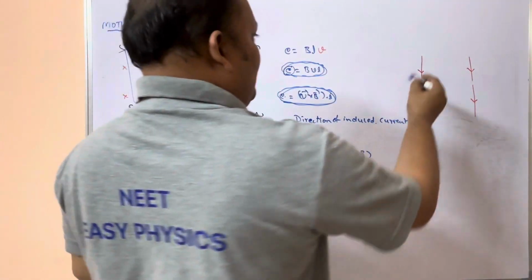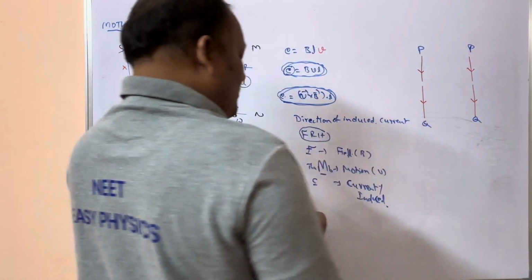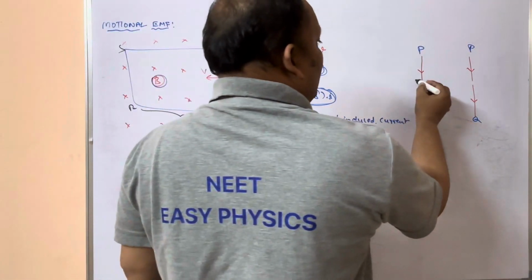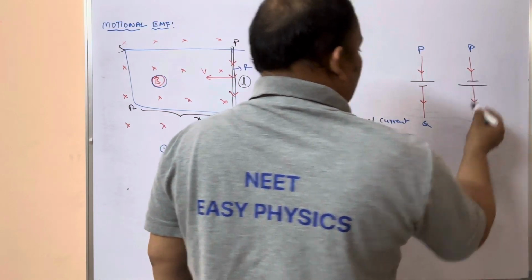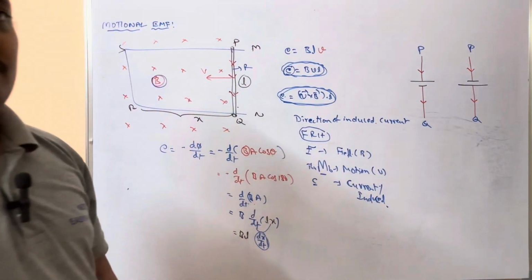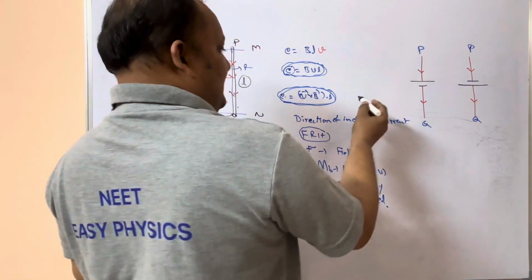So this is P and Q, it is not changing. P and Q, P and Q. Now I am drawing positive, negative. So negative, positive. Which is correct and why?